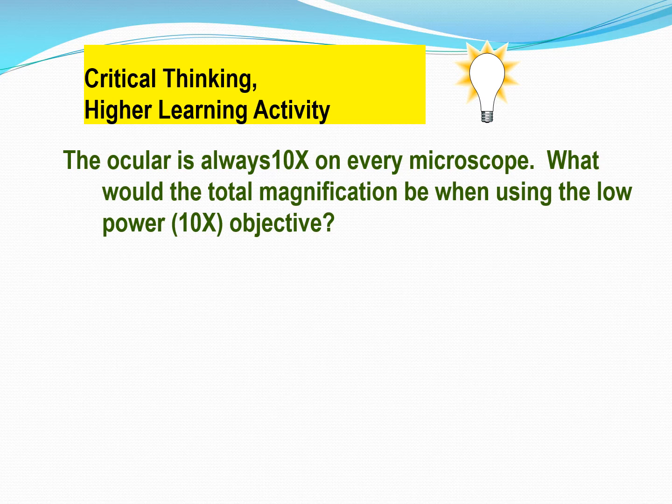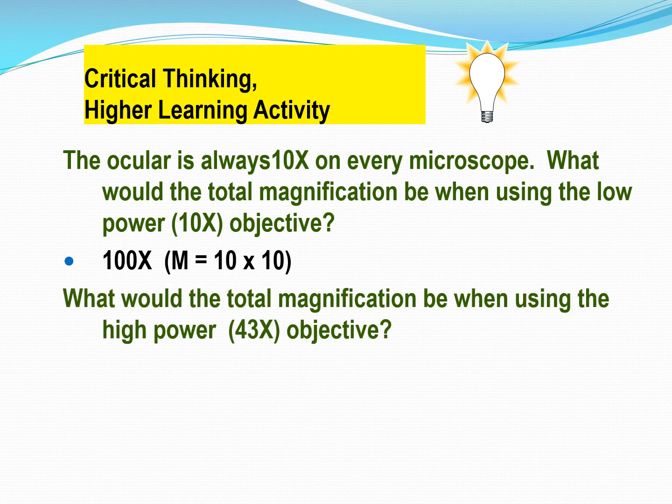So here's one of those slides. So you have the 10 objective times the ocular, which is 10. So 10 times 10, you get 100 as your total magnification.